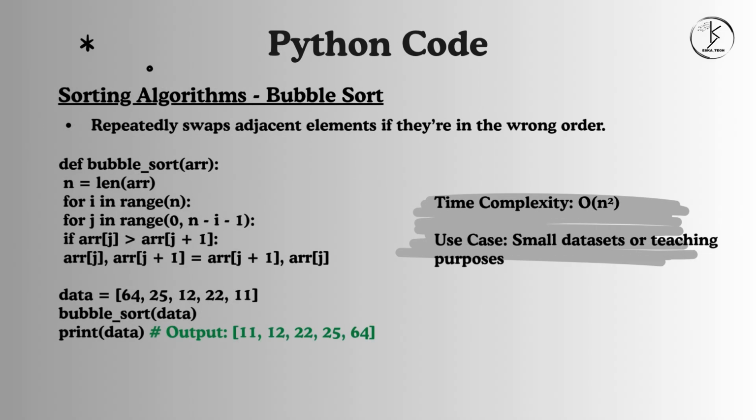Sorting algorithms arrange data in a specific order, like ascending or descending. In bubble sort, we repeatedly compare and swap adjacent elements until the entire list is sorted. It's slow for big datasets but great for learning how sorting works.